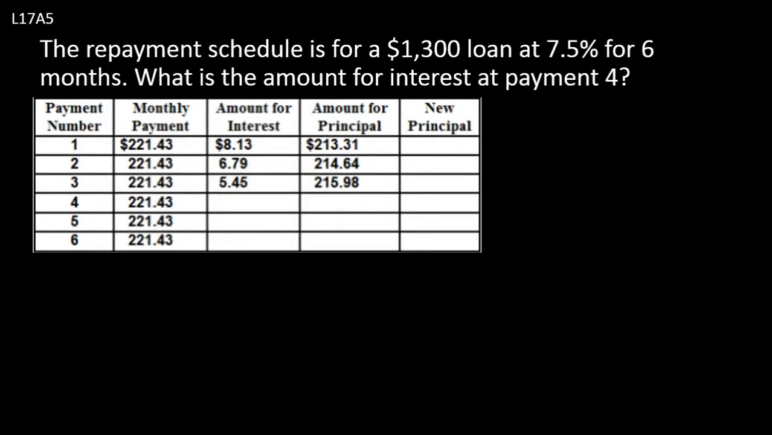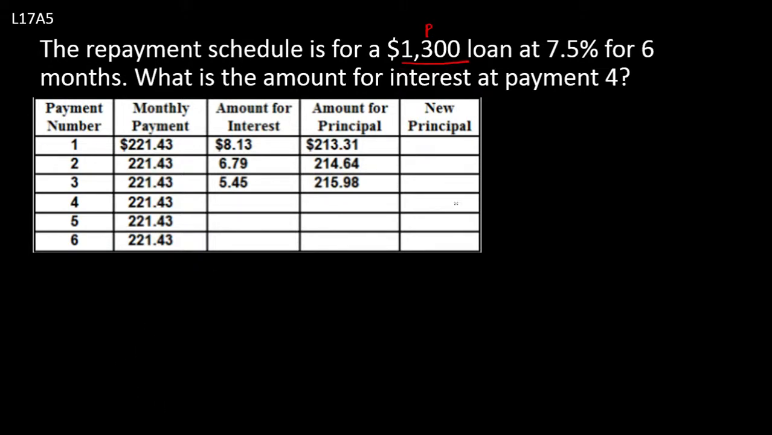The repayment schedule is for a $1,300 loan at 7.5% for 6 months. What is the amount for interest at payment 4? Okay, so we're given this table. We're told that a loan was taken out for $1,300, so we're told the principal.